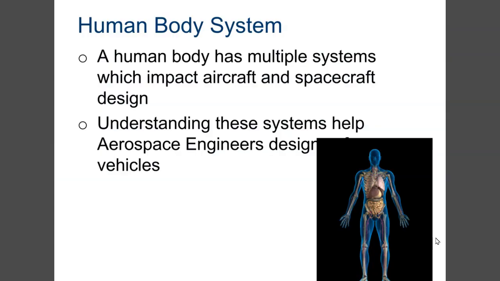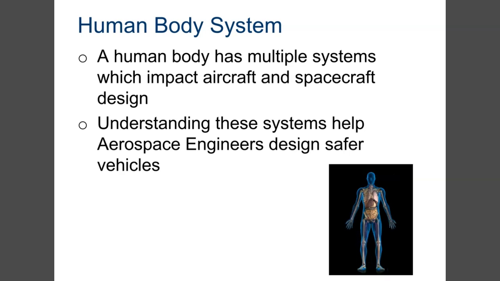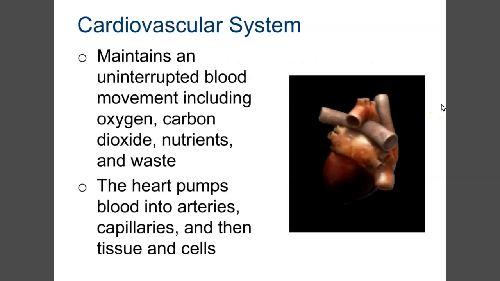So one of the things is a human body is made up of multiple systems, and those systems have to be understood for you to design an aircraft for people to operate in. So let's quickly just look at these body systems. They are not going to be completely described in this. So here we go. You have the cardiovascular system.